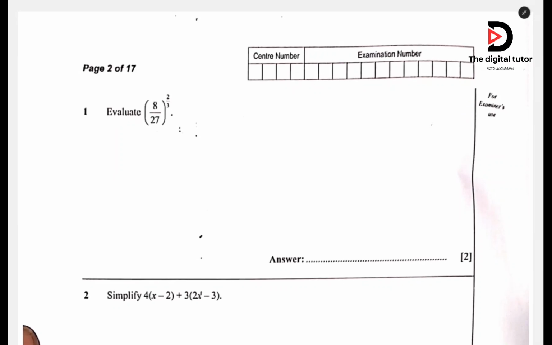Welcome to this platform. In this video, let us answer questions from paper 1, the 2024 GCE Mathematics Paper 1. We are going to answer about 11 questions in this paper as the first part, and of course we are going to conclude in the next sessions. So stick around up to the end of the presentation.